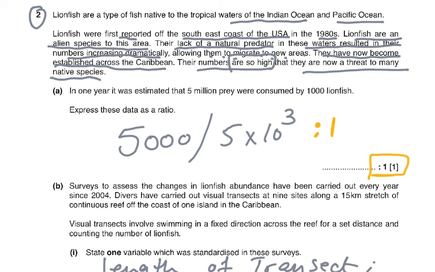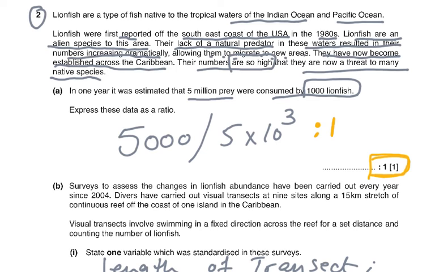Their numbers are so high that they are now a threat to many native species. In 1 year, it was estimated that 5 million prey were consumed by 1,000 lionfish. Express these data as a ratio. So the ratio has been given, ratio 1 has been given here. And what you had to figure out is what the ratio was to 1. So this is 5,000 to 1.